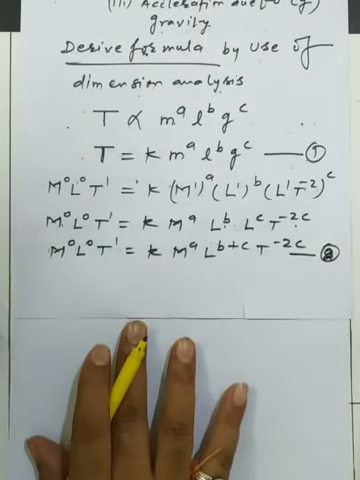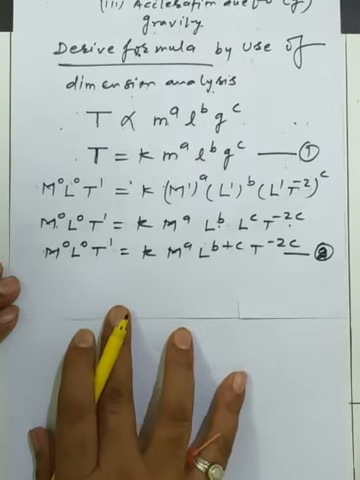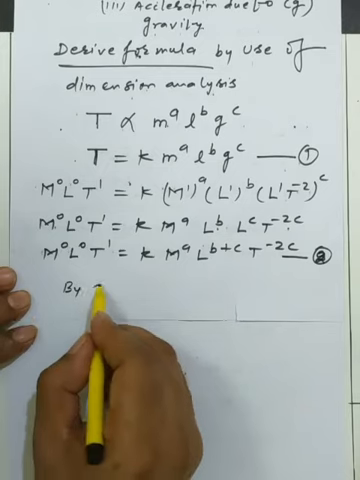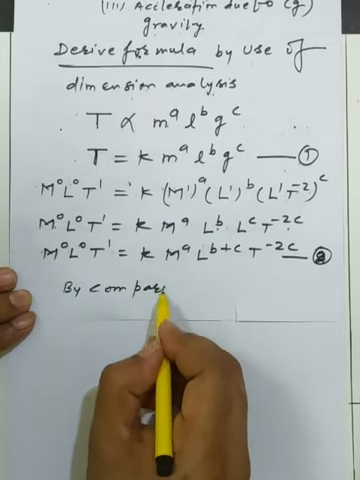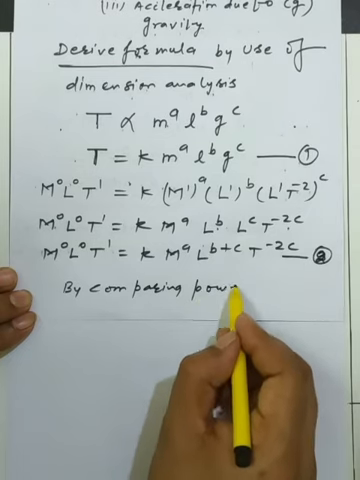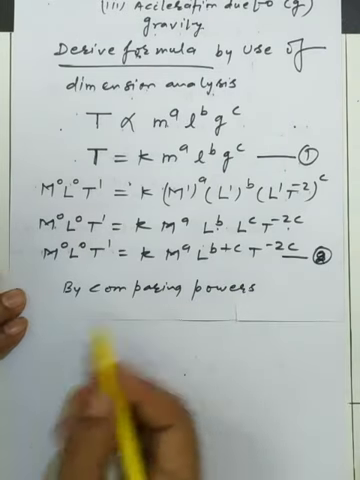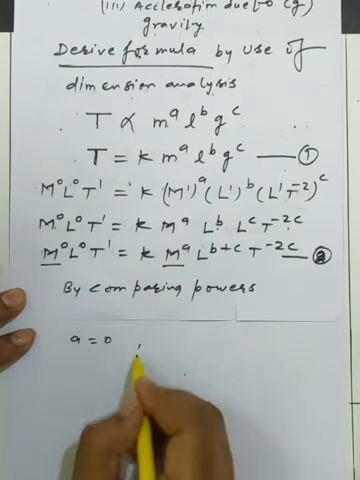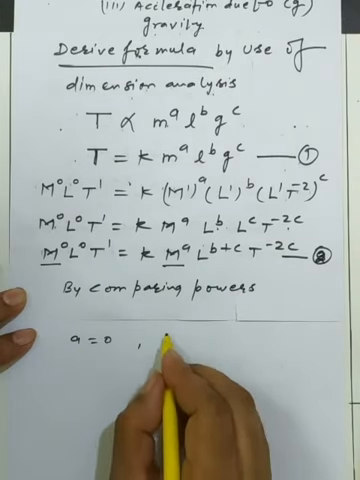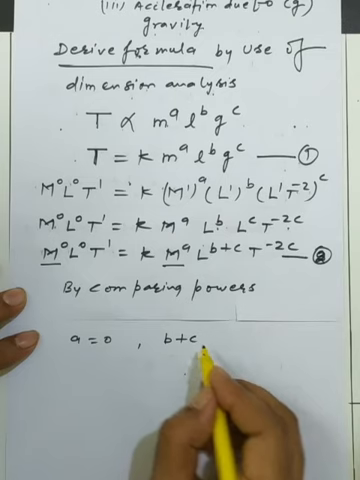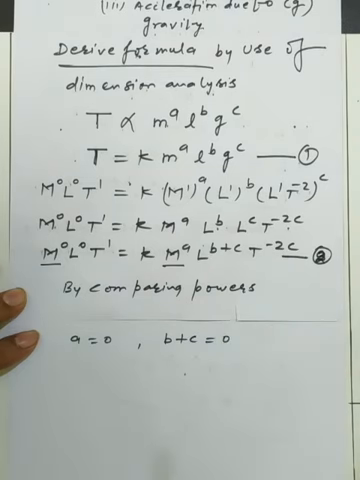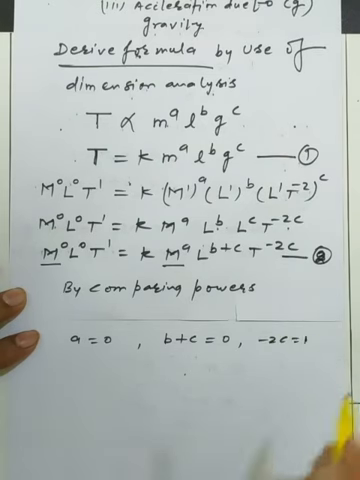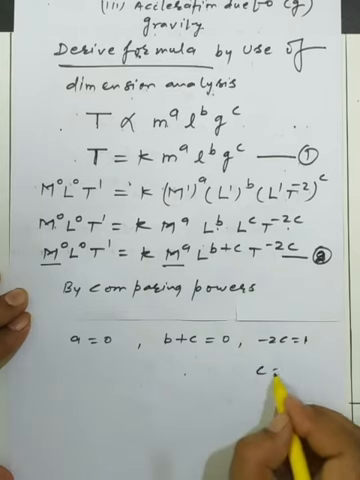Now what we are doing next, we are comparing the powers of the same physical quantity, by comparing powers. Now we make the comparison for M, so we get a is equal to 0. Any problem you have? No problem. Now for L, in the left hand side b, right hand side b plus c, and the left hand side we can write it equal to 0. Now the third one, minus 2c, can be equal to 1. So we get c is equal to minus 1 by 2.